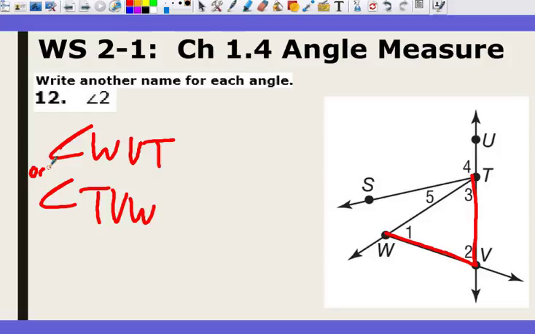There's another name. Who knows what another name is? Yeah? Do you know? STV? Another name for angle 2 is angle 2? Just V? Is that the only angle there? I guess you could argue that. Nope, you can't argue that. Never mind. WV, VT. Those are the two sides. That's not how you name an angle.